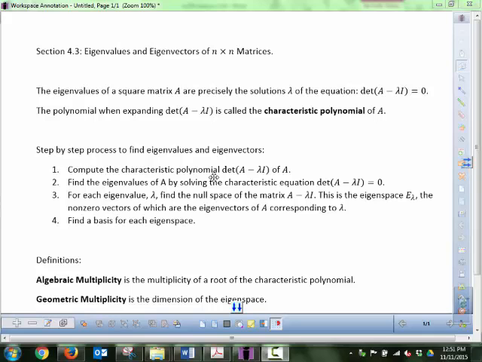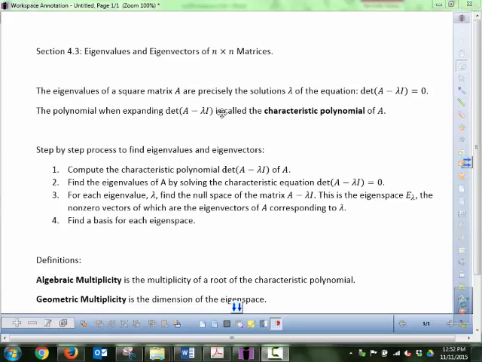A couple of other definitions here. When we solve quadratic equations or any polynomial equations, it's possible that we might get a repeated root. So we say that root has multiplicity 2 or 3 or whatever. Whenever we run into something like that with multiplicity when solving for the characteristic polynomial, we call that the algebraic multiplicity.